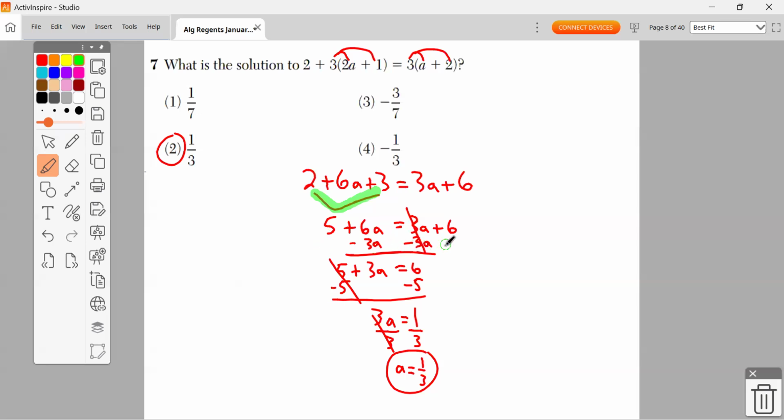I could subtract 5 from both sides. I could subtract 6a from both sides. I could subtract 3a like I did from both sides, or subtract 6 from both sides. I like working with the smaller of the two letters first because that will leave you with fewer negatives to work with. So I like doing -3a minus 3a. Now it's just a two-step equation to get this 3a all by itself. We're going to do -5 and -5, then divide by 3, and you get 1/3.